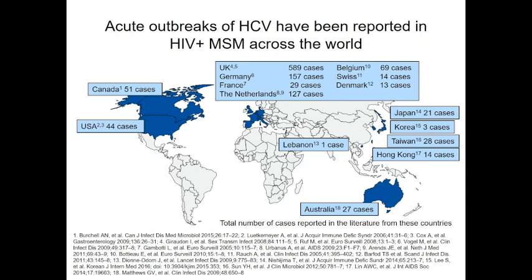The outbreak of hepatitis C among HIV-positive MSM was described for the first time in 2002 in London. Subsequently, large European cities with large gay communities, like Berlin, Amsterdam, and Paris, have also reported outbreaks, quite a number of cases. This map captures all published cases, so this is not a true estimate of how many people had acute hepatitis C in the setting of having HIV and being MSM. It's just those who were reported, so the number of true cases is probably much higher.